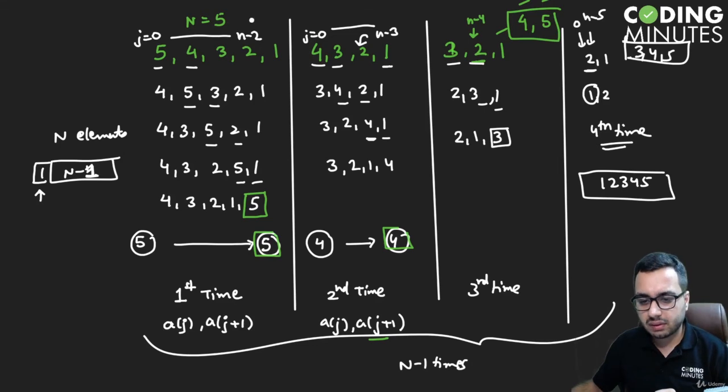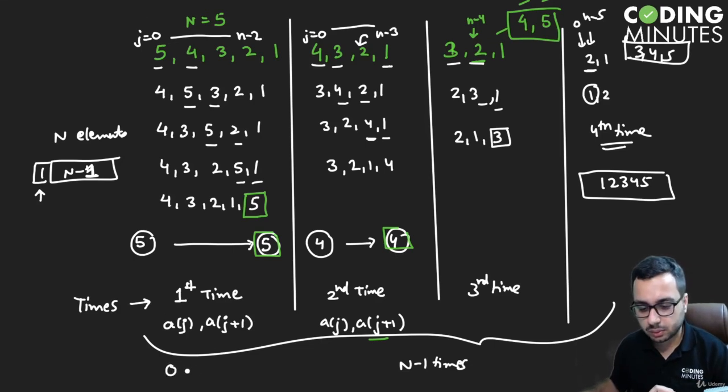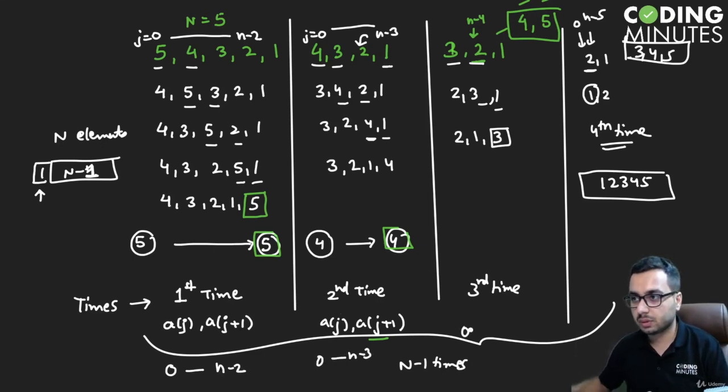I will write these conditions in the code, and it will become more clear. Let's say this is the number of times the loop is running. First time the loop is running, we are going from 0 to n minus 2. Second time, we are going from 0 to n minus 3. Third time, from 0 to n minus 4. And fourth time, from 0 to n minus 5.